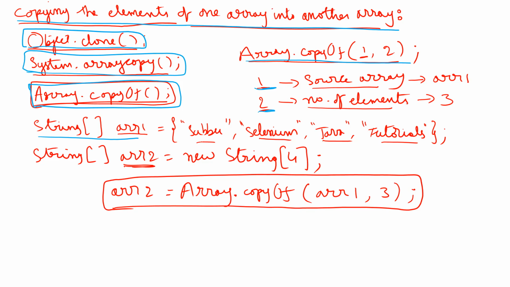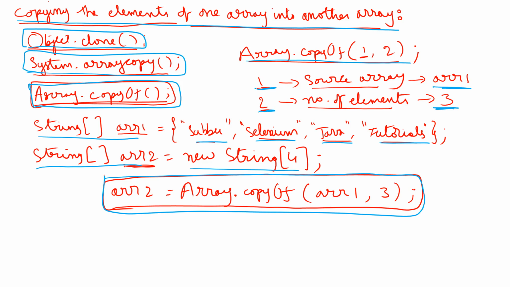Let's say we have two arrays here. One is ARR1, which is Subbu, Selenium, Java, tutorials, and the second array I have declared and instantiated. Now I want to copy the elements of this array. So the source array becomes ARR1 in this case, and the number of elements I want to copy is only 3. So the second argument becomes 3. So we can write the function as ARR2 equals to Arrays.copyOf(ARR1, 3). Let's see an example on this one.